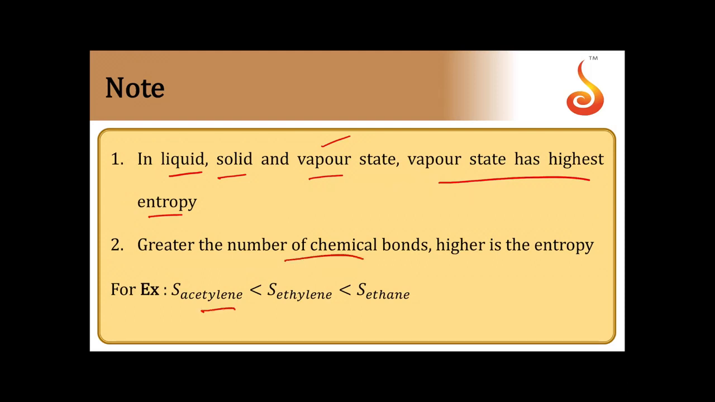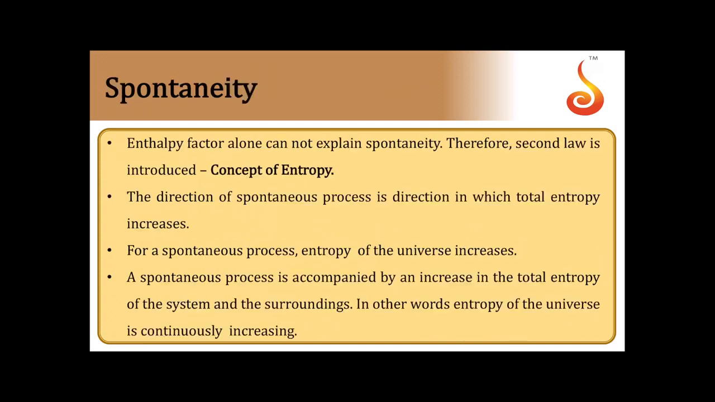Now, the greater the number of chemical bonds, suppose all three of them are in gaseous states only. In such a case, we need to see the number of bonds. If you see acetylene gas, that is 1, 2, 3, 4, 5 bonds. Ethane, if you consider, there are 7 bonds in the ethane molecule: 1, 2, 3, 4, 5, 6, plus the middle one, 7. Here we have 3 plus 2, 5 bonds. So if all of them are in the gaseous state, see the number of bonds which are present. The more the number of bonds, the higher the entropy.